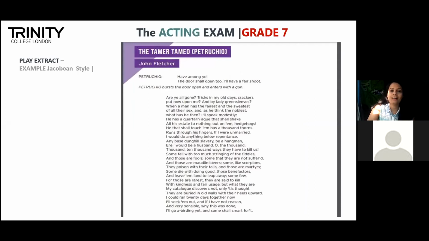The third one is The Tamer Tamed, and it's a Jacobean style play. And of course, we all know that Taming of the Shrew is where the concept of The Tamer Tamed comes from. So questions that would be asked would be, what has Jacobean style taken from the Elizabethan times? Because they are one after the other. Elizabethan time comes before and Jacobean style comes after. So what has been taken from that to there, and what is the reflection of the Taming of the Shrew? What reflection do you see in The Tamer Tamed, and how is it different or similar?